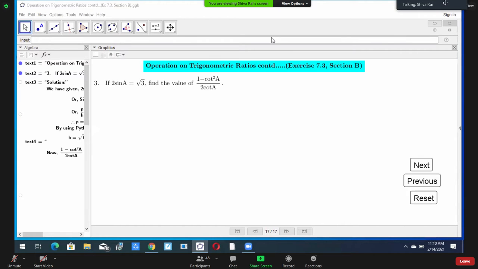In three number, if 2 sine A equal to root 3, find the value of (1 minus cot square A) upon twice cot A. We have to find the value. Did you get the question in the book?